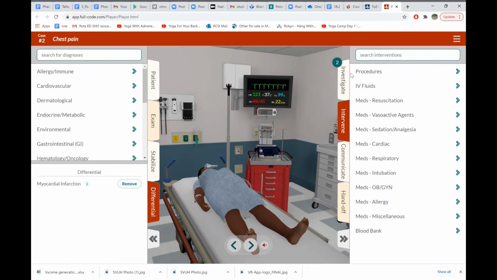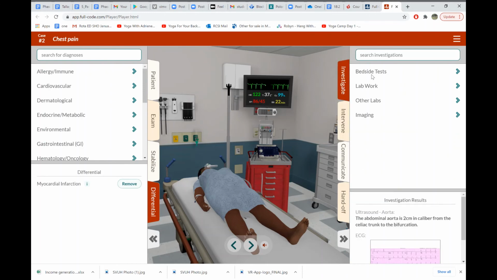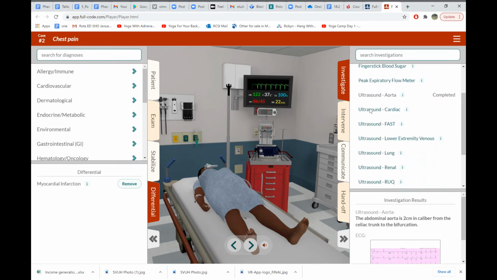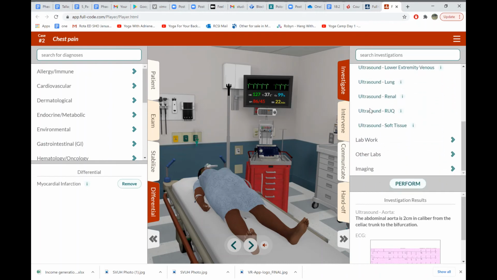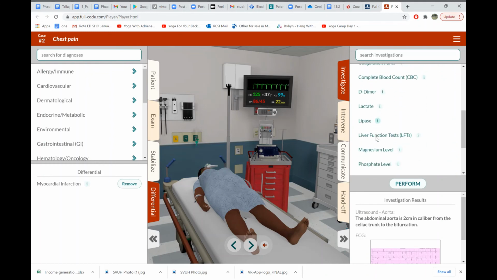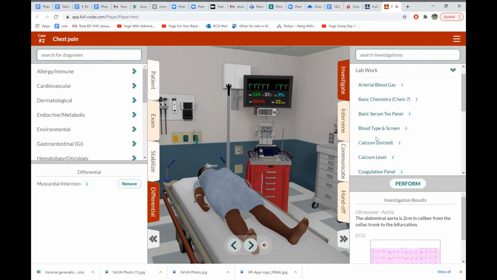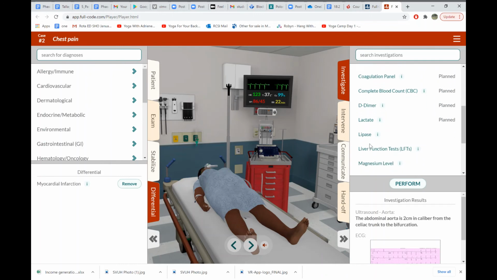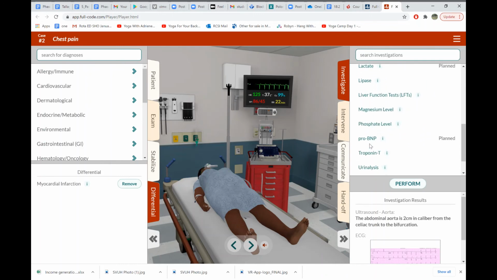Okay. So then investigations, we should do some bloods. We've done an ECG. We've done an ultrasound of the aorta. We should do a heart ultrasound as well. And then lab work. We can do the basic chemistry, and we can do an FBC, D-dimer, lactate, pro-BNP, and a troponin. So all that is correct. And then the other labs.